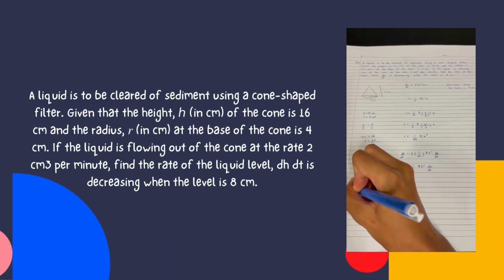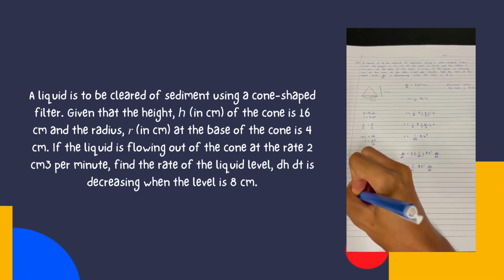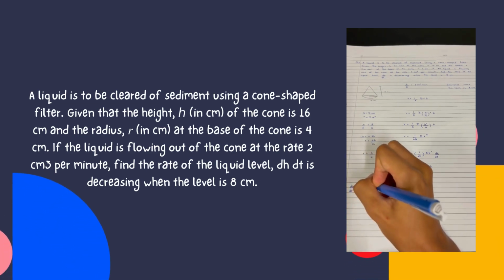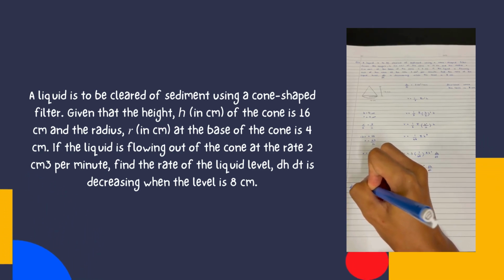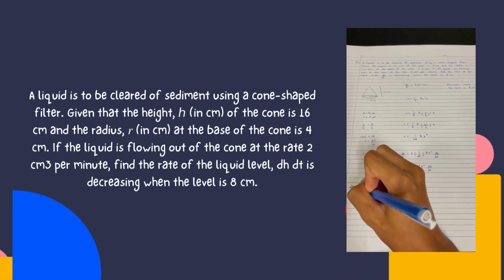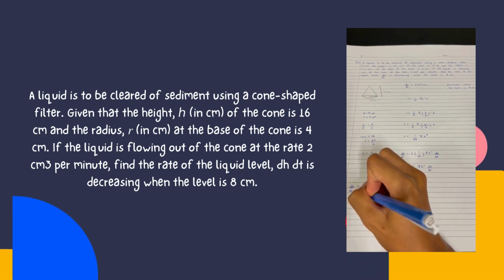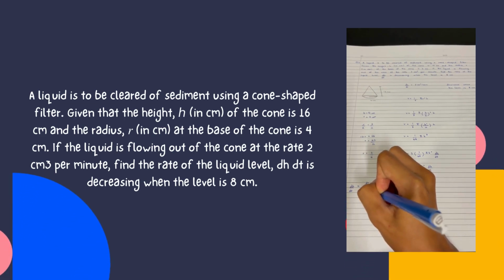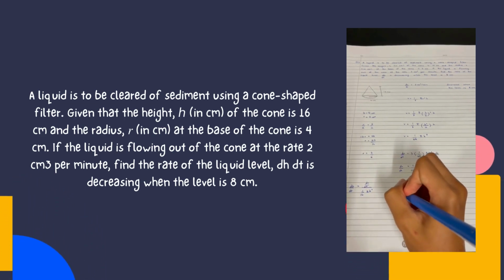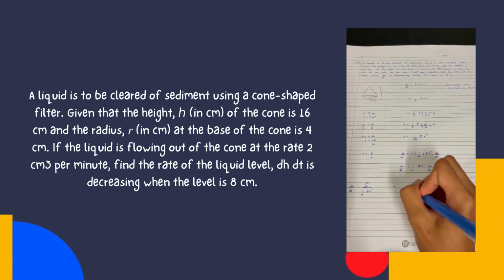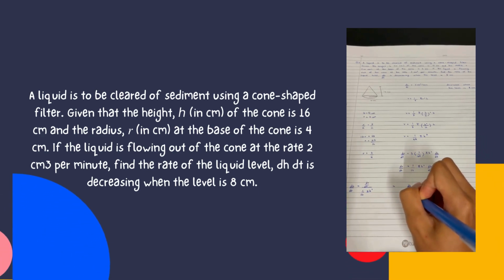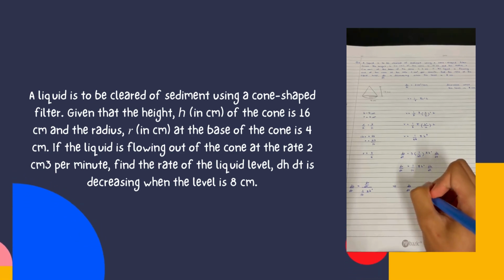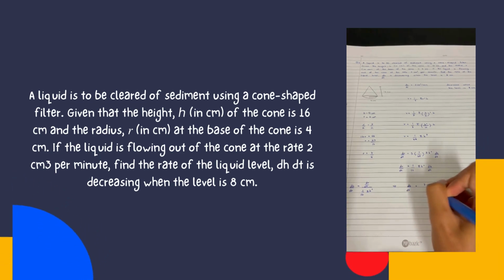So lastly, we are going to make dH over dt the subject. We transfer the dH over dt to the front and dV over dt to the back, which gives dH over dt equal to dV over dt over 1 over 16 pi h squared. As stated in the question, the dV over dt is 2 cm cube per minute. So we replace the dV over dt with 2.